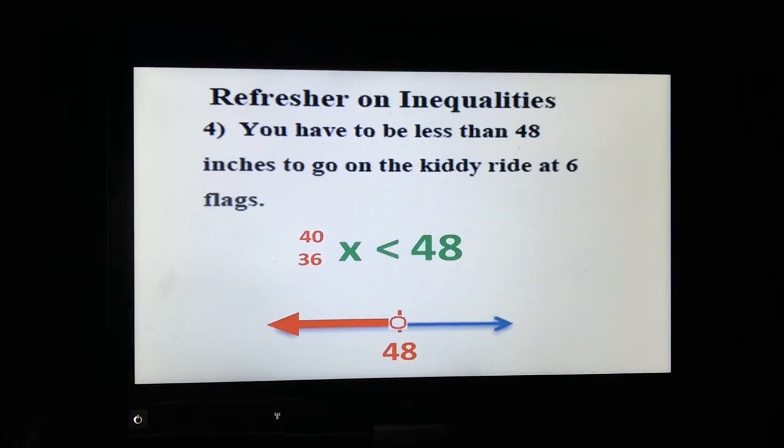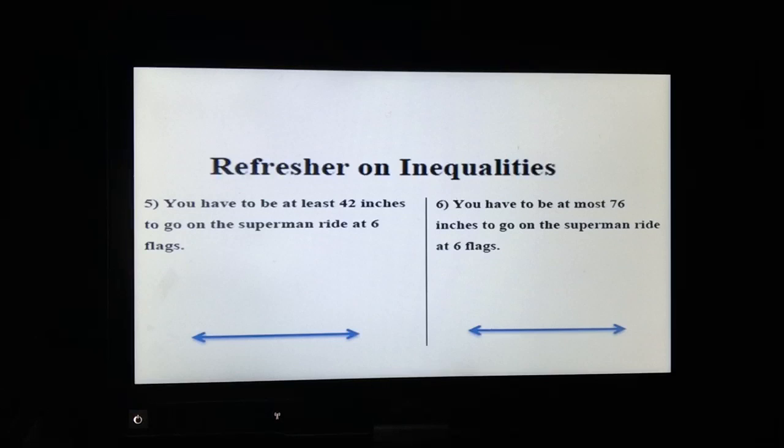Now that's just a refresher that we worked on together. You have another two that I want you guys to do on your own. All right, so let me go ahead to the next slide. So number 5 and number 6, go ahead and read them and then come up with the inequality and graph it.